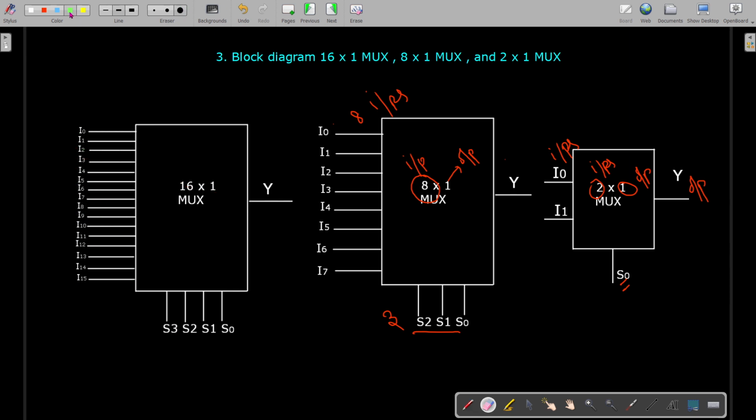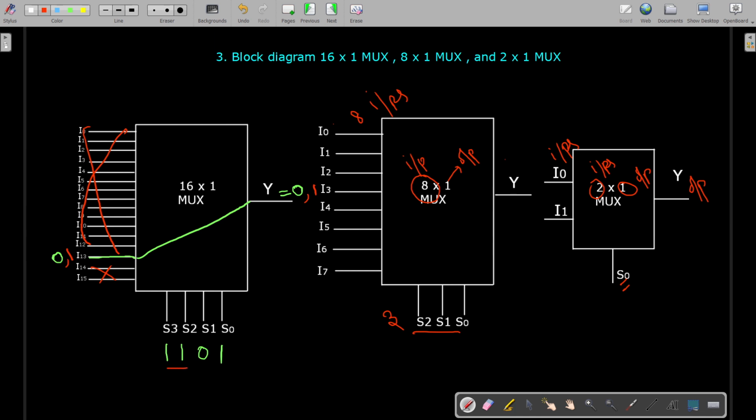Similarly, suppose here it is 1, 1, 0, 1, then what would happen? This 13th line would be selected and it would be connected to the output side, so that whatever be the input available at this I13, that would be available as output. Suppose if you have one input here at I13, that one input will be available. Remaining input lines will not be selected, they won't be getting connected to the output side. This is how this 16 by 1 mux works.